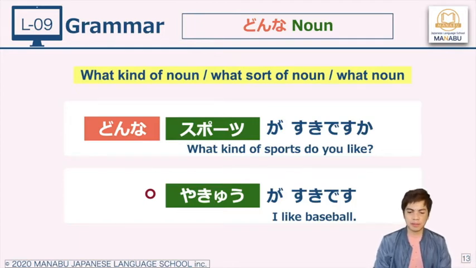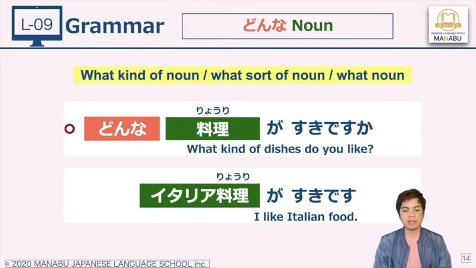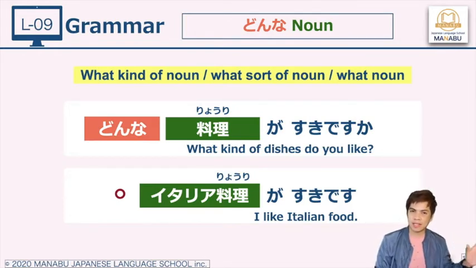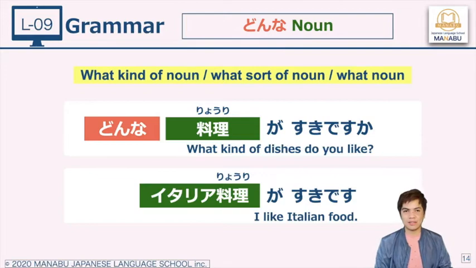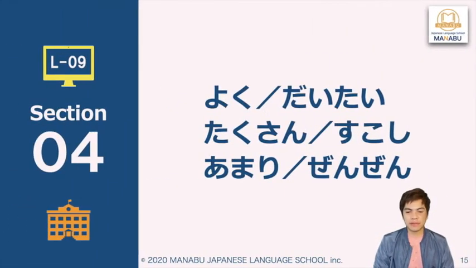I like baseball. Another example, donna ryori ga suki desu ka? Donna ryori, what kind of dishes? Particle ga suki desu ka, do you like? Then he answered Italia ryori ga suki desu. Italia ryori, Italian dishes. Particle ga suki desu. I like Italian dishes.